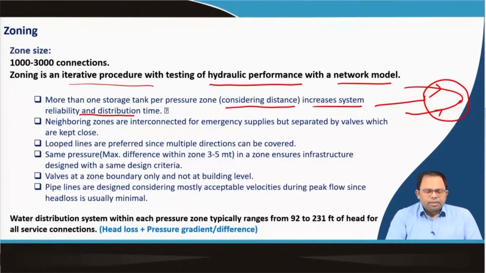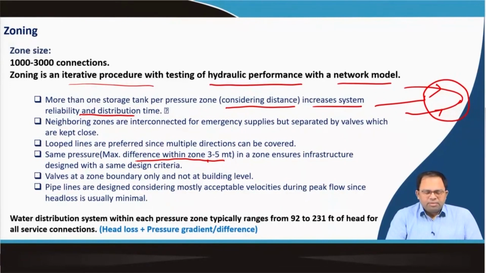And the same pressure in a zone ensures the infrastructure is designed with the same design criteria. So, we will see that the maximum difference in pressure is around 3 to 5 meters, not more than that, and that will help us make sure that the pipe sizes and all these things are more or less uniform. If it is beyond that, there will be a lot of pressure difference in this particular area, and for that the pipe designs and all these things need to be different.